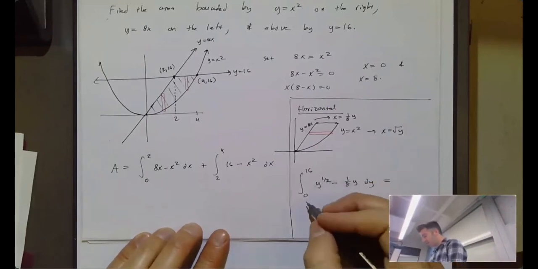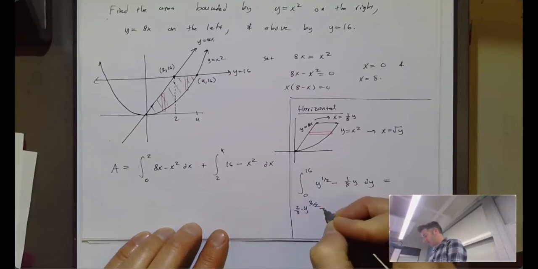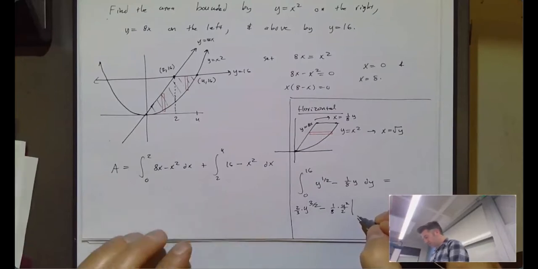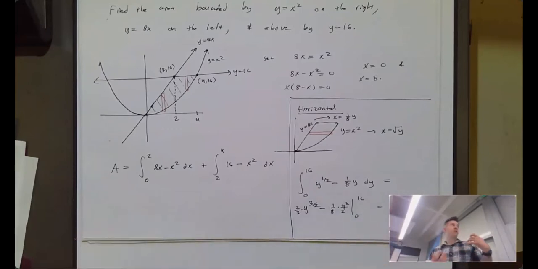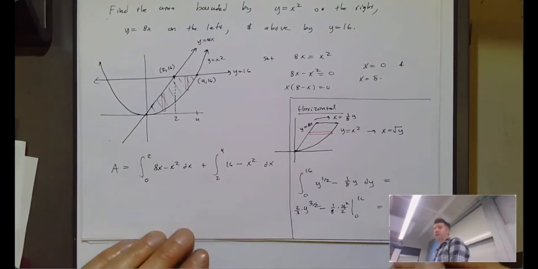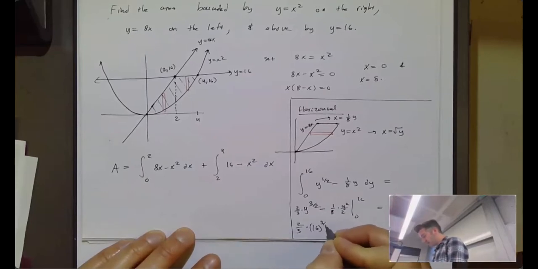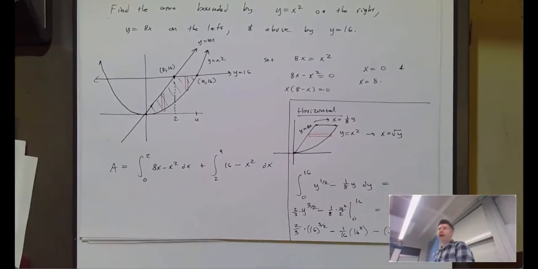The antiderivative of y to the 1/2 is y to the 3/2 times 2/3. The antiderivative of 1/8 y is 1/8 times y squared over 2. And we're evaluating from 0 to 16. It's going to be a little messy. So again, on an exam, especially if you don't have a calculator and you have kind of gross numbers like this, I would stop once I plugged it in. I would say, all right, I'm going to get 2/3 times 16 to the 3/2 minus 1/16 times 16 squared, minus 0 minus 0. And then if I had time, I would simplify it further.